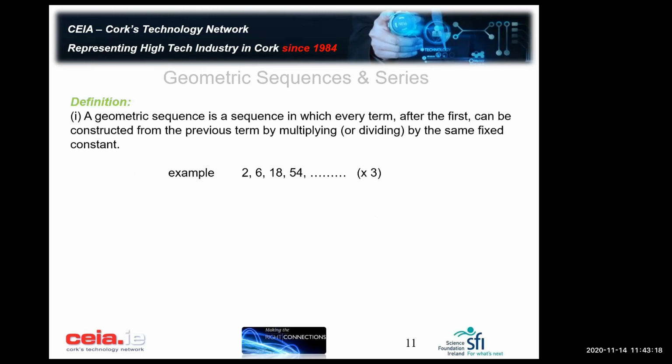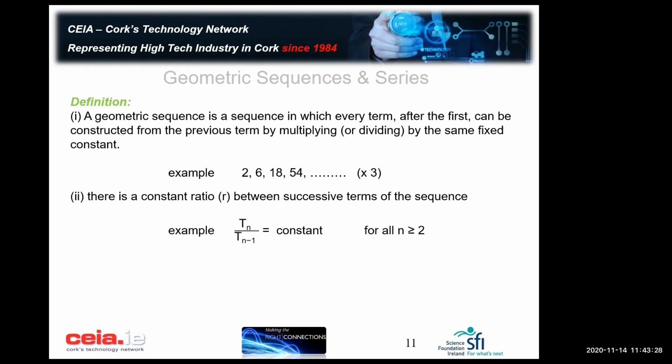If you divide 54 by 18, you get 3. So now we're discovering that we have a constant ratio. It's the same ratio. So there's a constant ratio between successive terms of the sequence. So the example is if you divide t of n by t of n minus 1, which is the term right before it, you'll get a constant. Again, for all n greater than or equal to 2, that's just to make sure we don't get a t0.